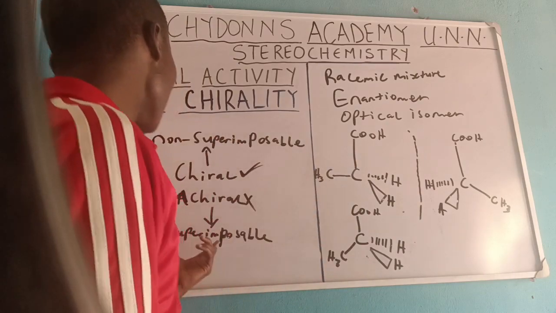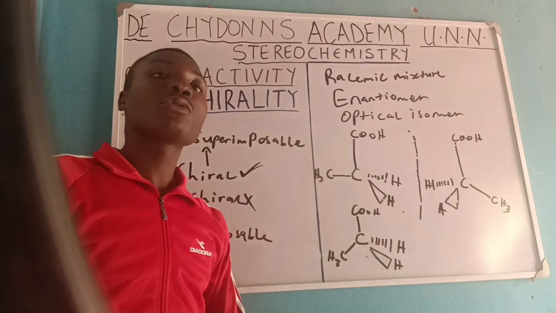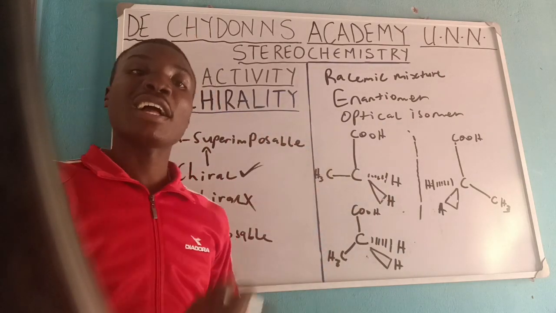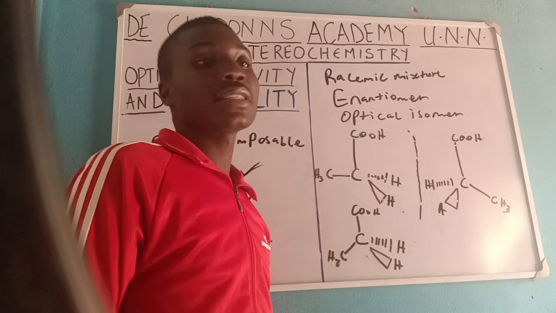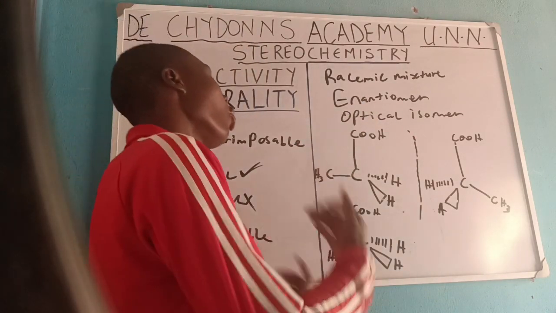The implication is that propanoic acid is achiral. It cannot rotate plane polarized light, but lactic acid can do that, because we have enantiomers that are non-superimposable on each other.